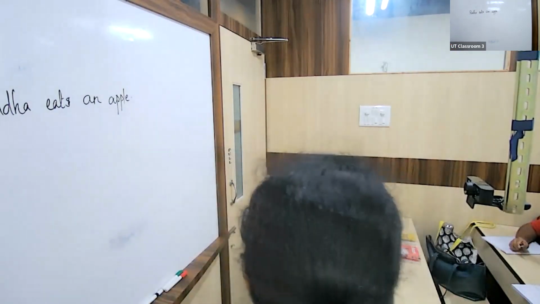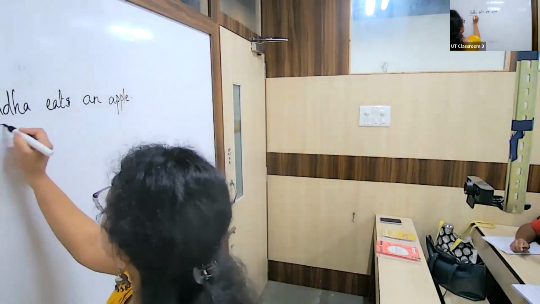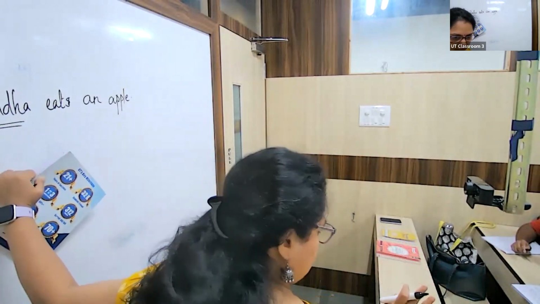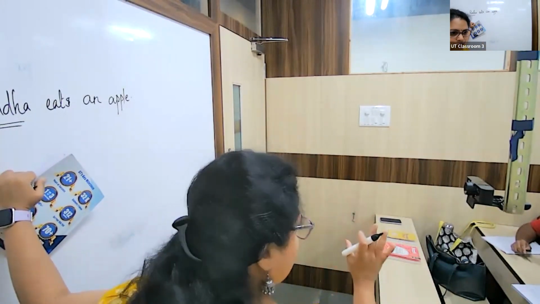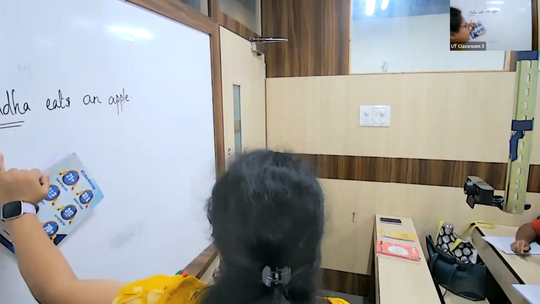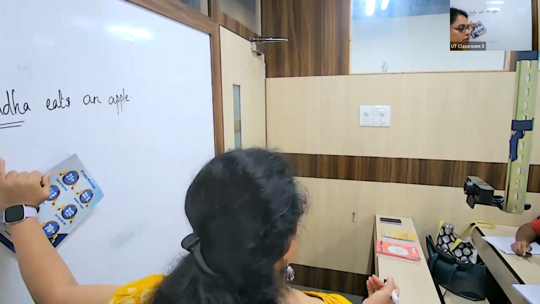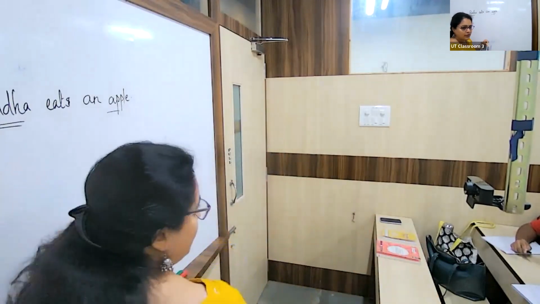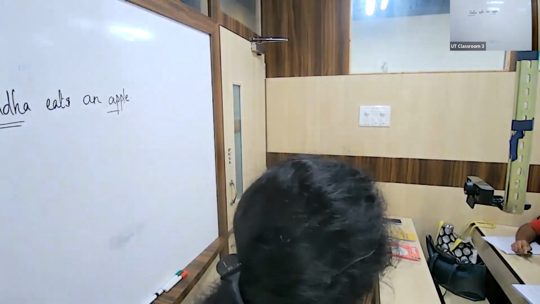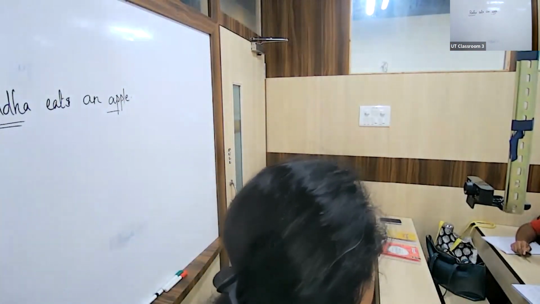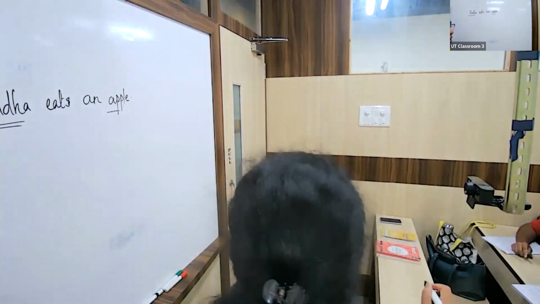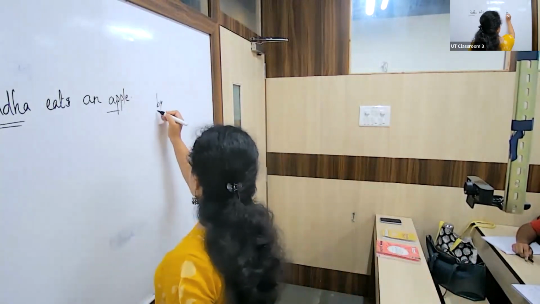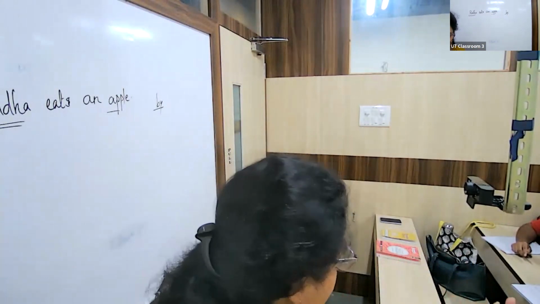See, in active voice, somebody is doing the action. Whoever is doing the action is first. Who's doing the action? Radha. So Radha is the subject doing the action. In passive voice, the object on which the action is being done comes first. किसके ऊपर action हो रही है? Apple के ऊपर. So apple comes first. और जो action कर रहा है, that goes in the end and it gets attached by. उसको by लग जाता है. समझ में आ गया? That is how we change.